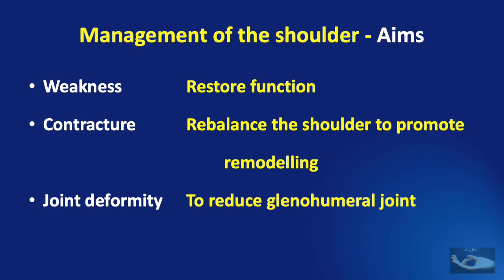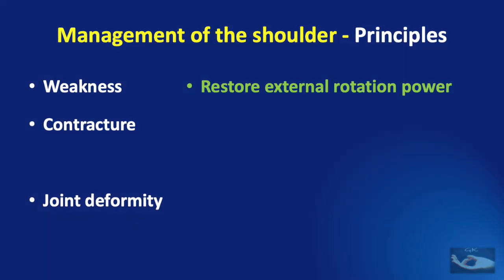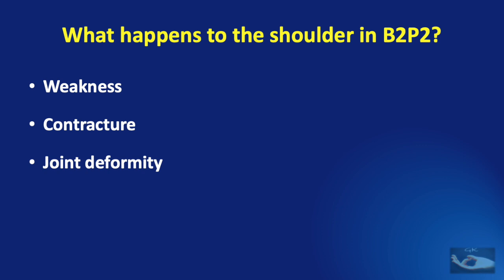And how do we plan to achieve all this? By following the basic principles. That is, we need to correct the weakness by restoring the external rotation power of the shoulder and, if necessary, abduction power. We need to release the contracture by releasing the tight anterior structures. And thirdly, to correct the joint deformity, we need to ensure a concentric reduction and good range of movements of the shoulder.